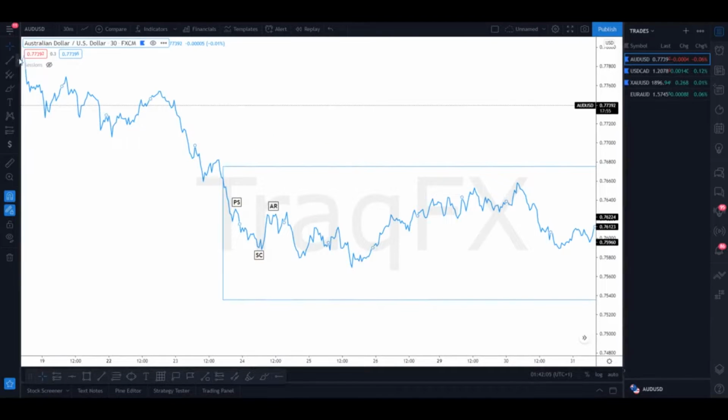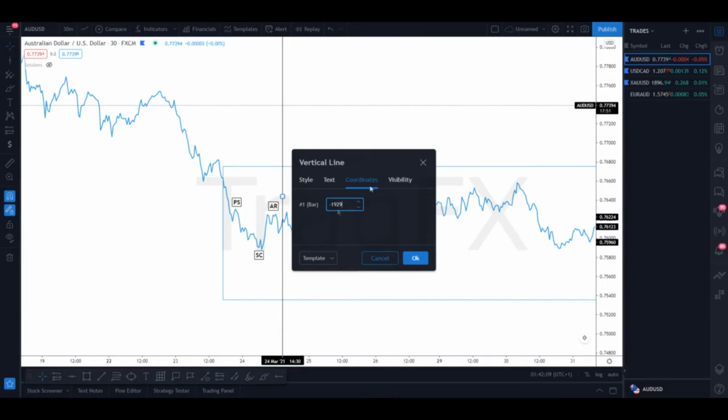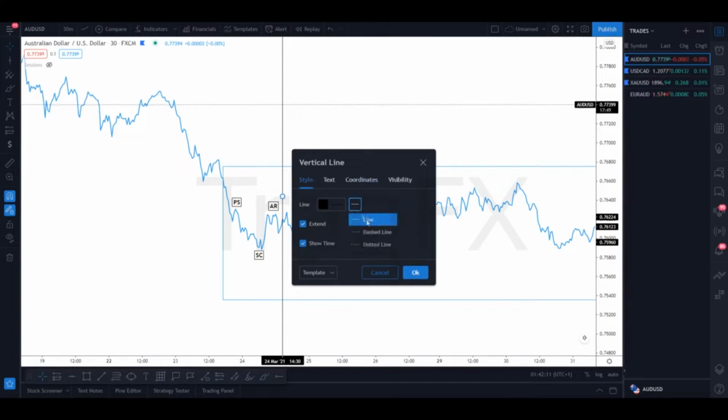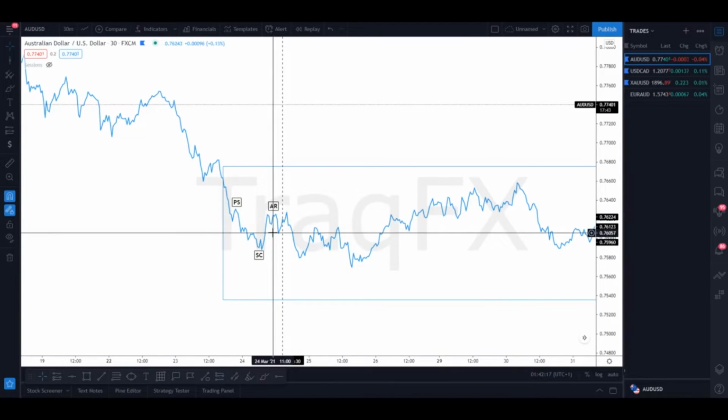So I'm gonna make a little vertical line right over here. Let me see if I can change this style. That's nice. Boom. So we have our phase one finished, right? So we have the PS, we have the selling climax, and now the automatic rally.